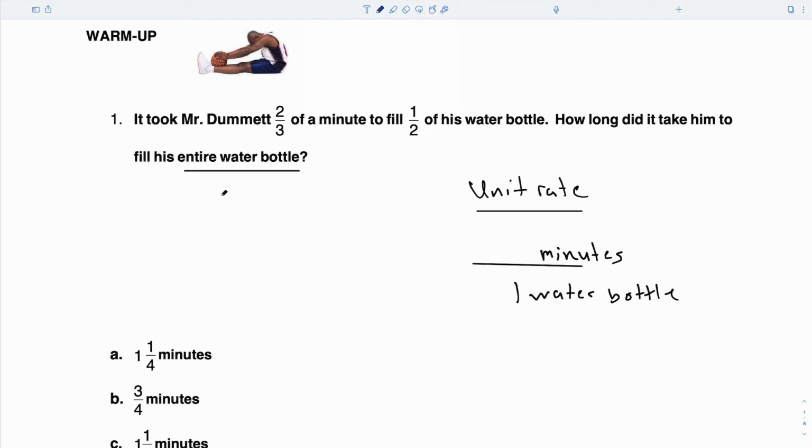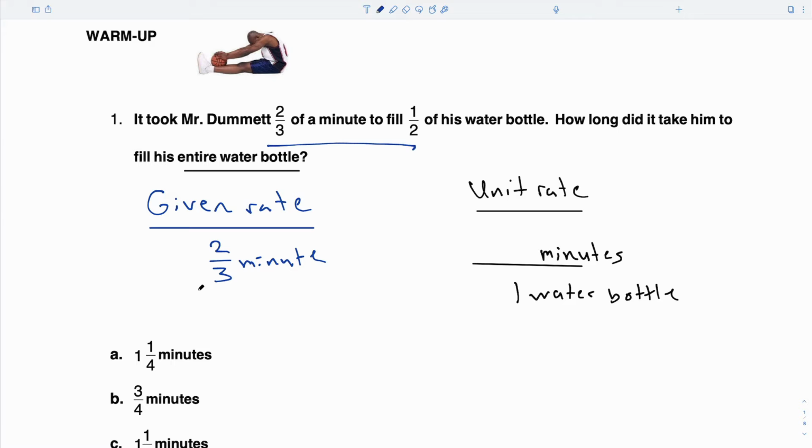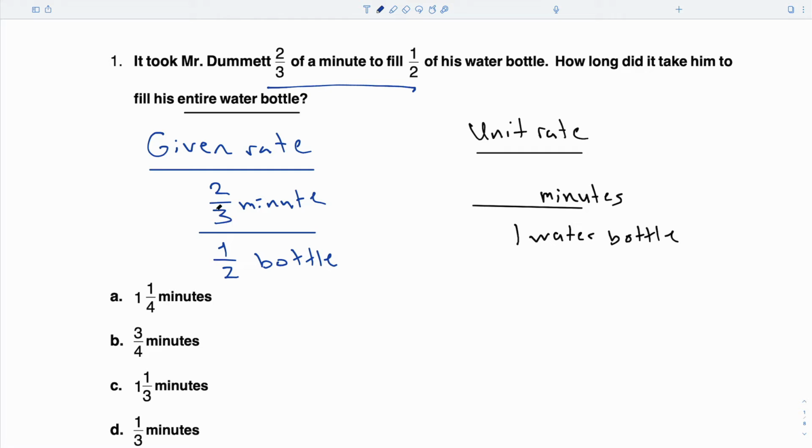That's our missing amount that is going to be my answer. I have to get my given rate now, and they give me this rate. Make sure it matches the units on your unit rates. My given rate is 2/3 of a minute over 1/2 of a bottle, or water bottle. When you have a scary looking complex fraction like this, it really just means you're dividing the top by the bottom. Remember this big thing, it looks like a fraction bar, it can also be a division bar.